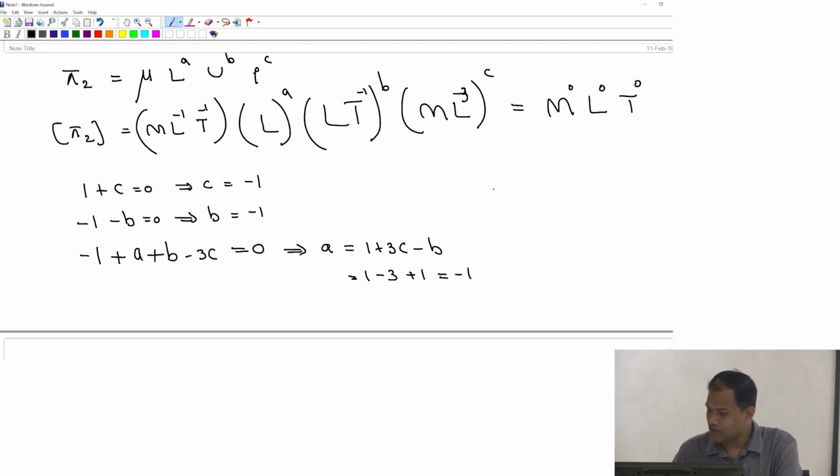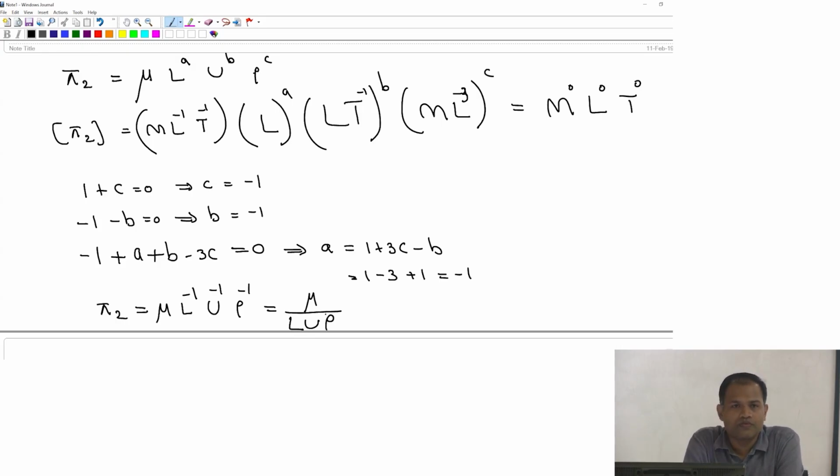And therefore pi 2 is equal to mu times L to the power minus 1, U to the power minus 1, rho to the power minus 1, but that's nothing but mu divided by L U rho, which is nothing but inverse of Reynolds number.